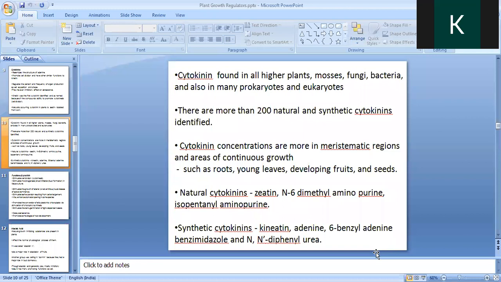And these cytokinin concentrations are higher in the growing tissues, that is otherwise called meristematic tissues, like the roots, young leaves, developing fruit, stems, seeds, etc. And the natural cytokinins are zeatin, N6-dimethylaminopurine, isopentenylaminopurine. The synthetic ones are kinetin, adenine, 6-benzyladenine, benzimidazole, and N,N'-diphenyl urea.